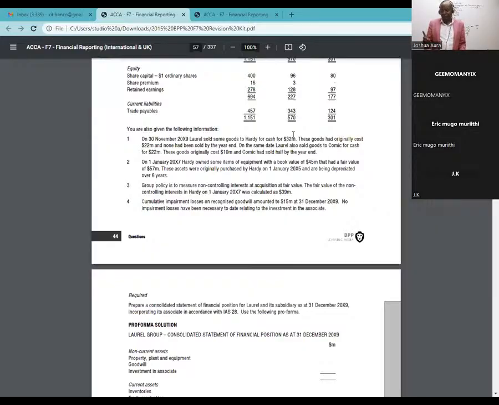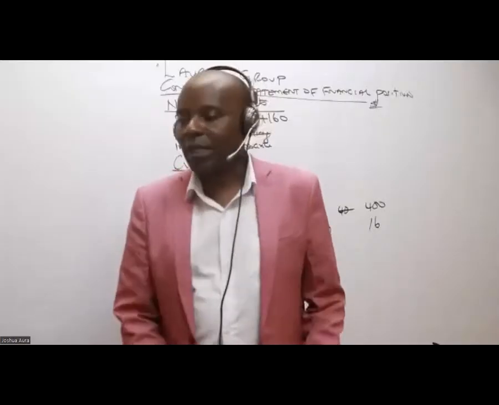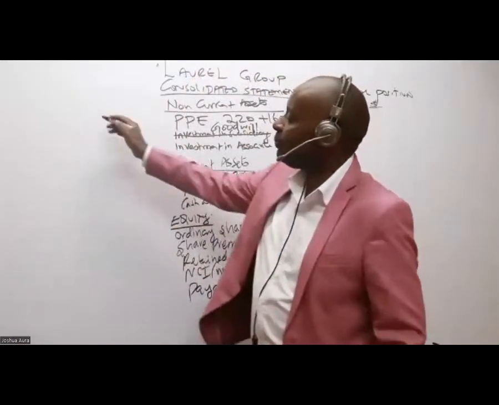But now remember here, we are not doing an income statement. So in the balance sheet, what basically I'm interested in is an unrealized profit on this stock. These goods had originally cost 22 million and none had been sold by the year end. So can somebody in this case here give me the UPS?